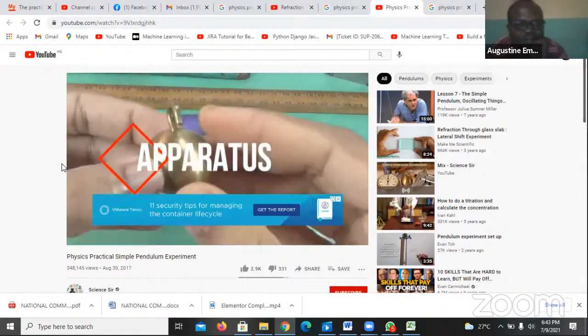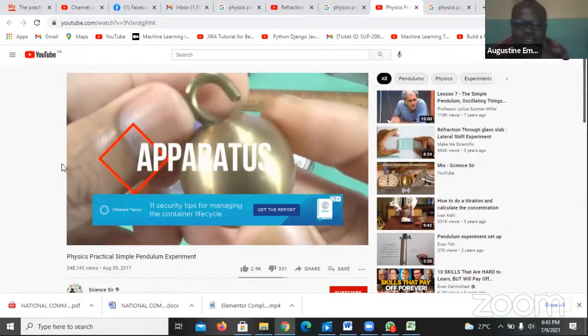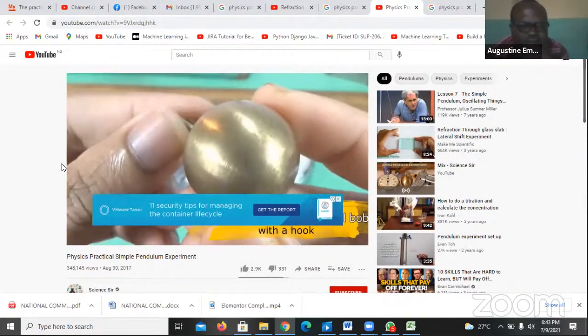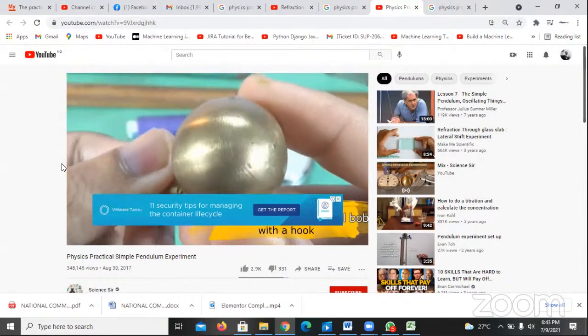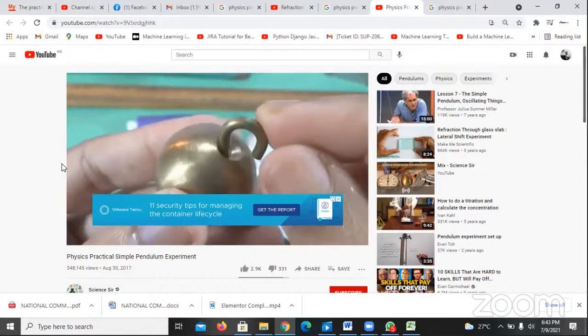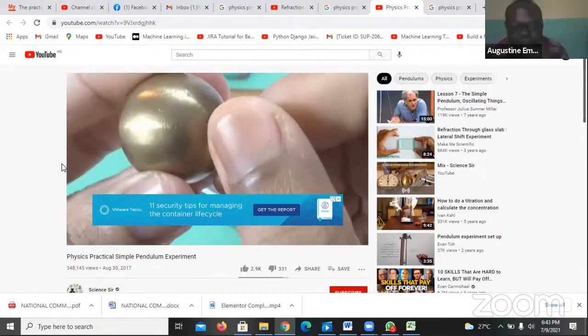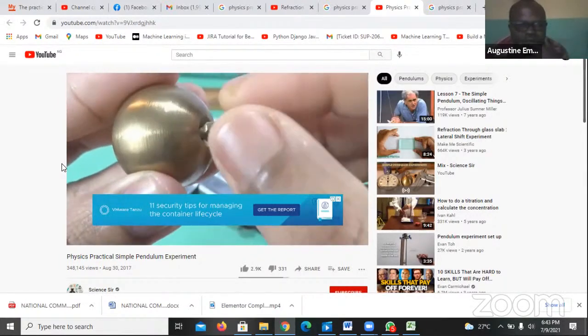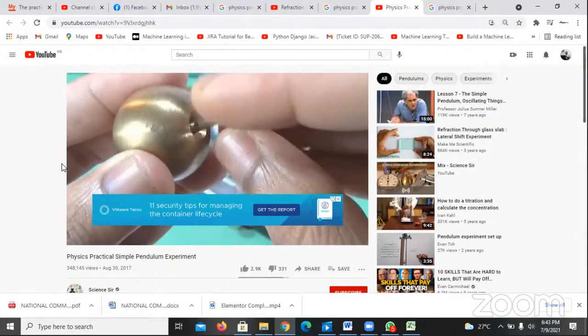Chika, can you see my screen? Can you see these apparatus? Are they similar to the ones you use for pendulum? Yes, sir. But I used a mass instead of the bulb. A mass instead of a ball. Okay, it's still the same procedure.